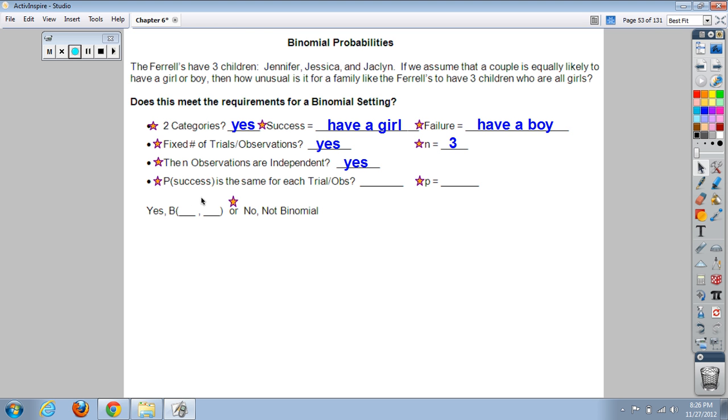Is the probability of success the same for each trial, or each child? Yes, the probability of having a girl is 50%, because we said up here, if we assume that a couple is equally likely to have a boy or girl, that maintains our 50% probability of success. So do we have a binomial distribution here? We do, where n is 3 and p is 0.5, or 50%.